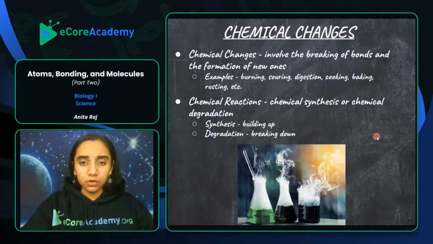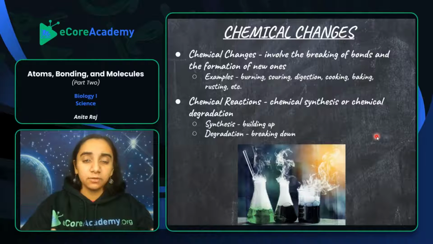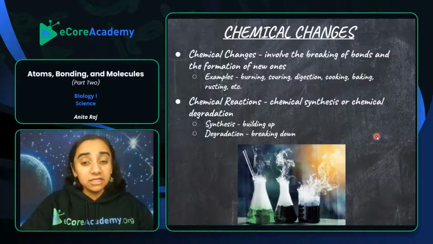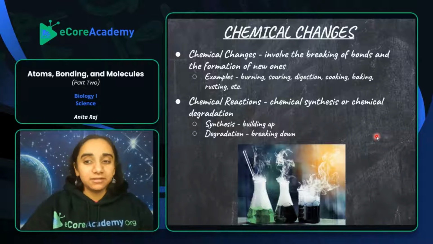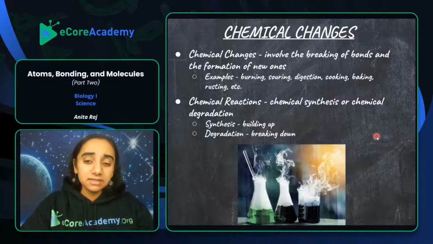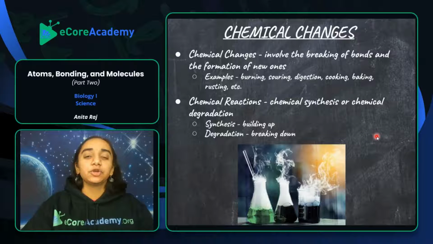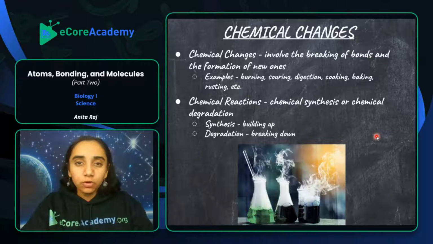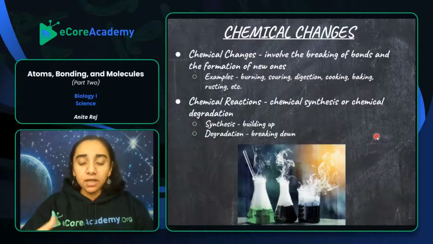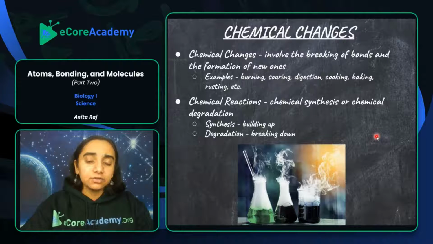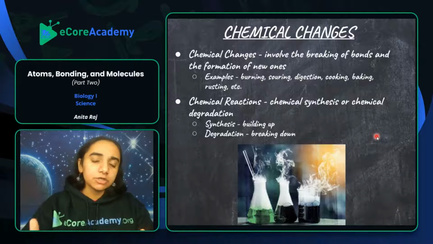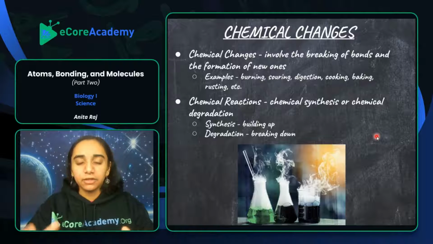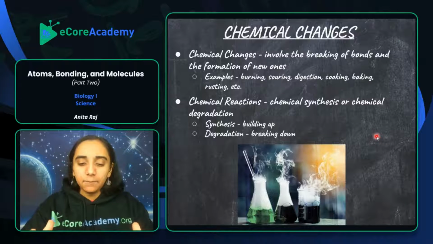You have two types of chemical reactions. You have chemical synthesis or chemical degradation. I can't even pronounce this word properly. I'm sorry. Let's call it degrading. Chemical degrading. So synthesis pretty much means building up. So you are forming bonds. You are building a larger molecule with smaller molecules. Degrading pretty much means breaking down. So you have a larger molecule and you are splitting that molecule up and you're breaking it down further.